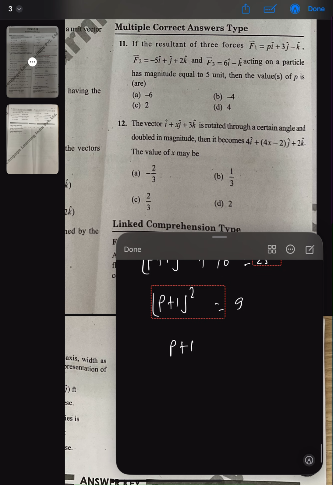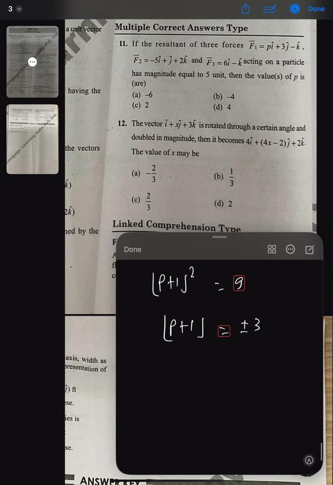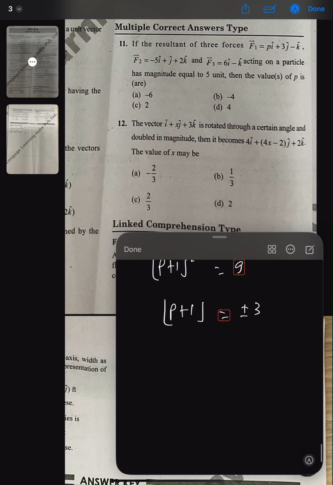So P plus 1 will be equal to plus minus 3. Okay, P plus 1 can be plus minus 3. It can be either 3 or minus 3. So P can be either equal to 2 or minus 4. So answer can be 2 and minus 4. That is both B and C. Hope this is clear.